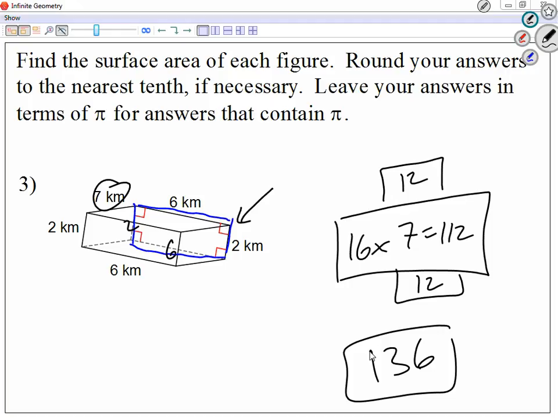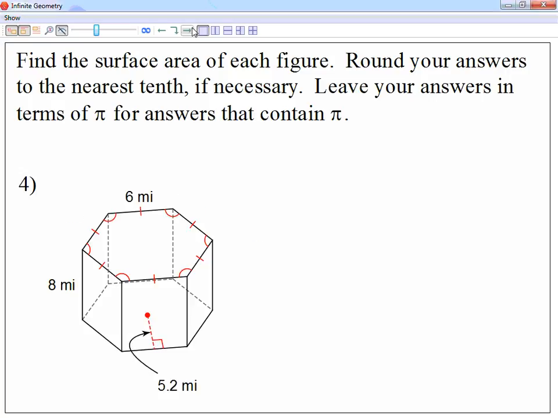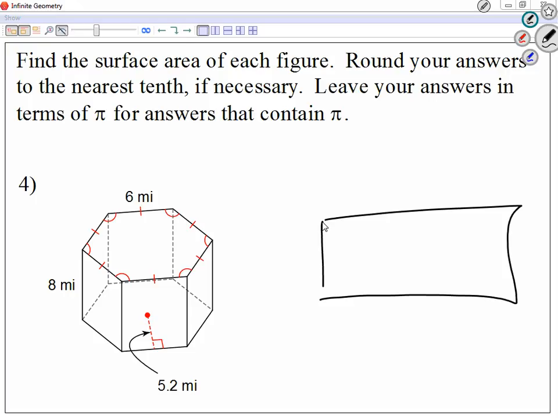Doesn't seem like we're quite there. So let me do question number 4. Once again, graph it if you can. So I'm going to draw a big rectangle. And then my bases, in this case, are hexagons. Right? 6 sides. So draw it as best as you can.